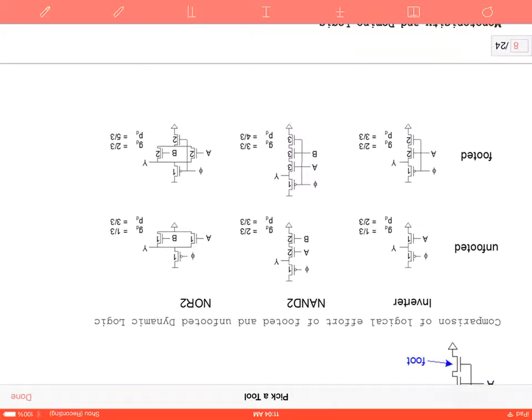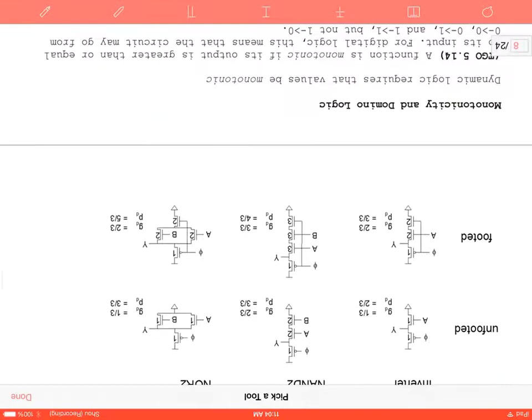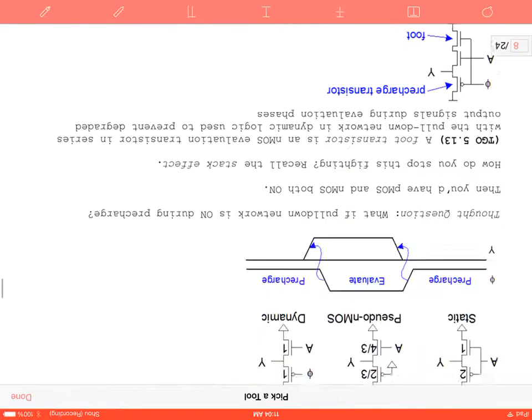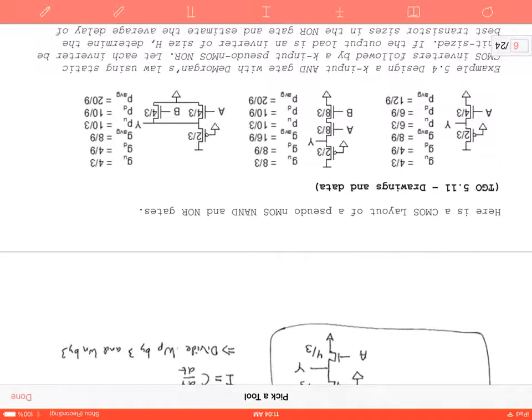Here we then presented all the logical efforts of footed and unfooted dynamic logic. These are the logical effort and parasitic delays of each. The naming notation previously up here was up, down, and average. Up meaning going from 0 to 1, down meaning from 1 to 0, and average is an average of those two.